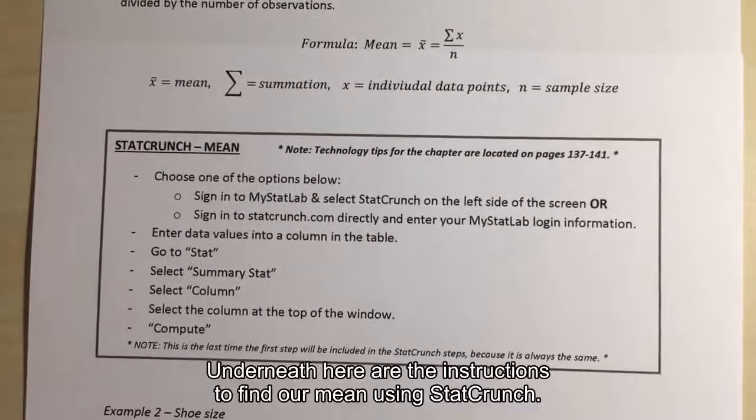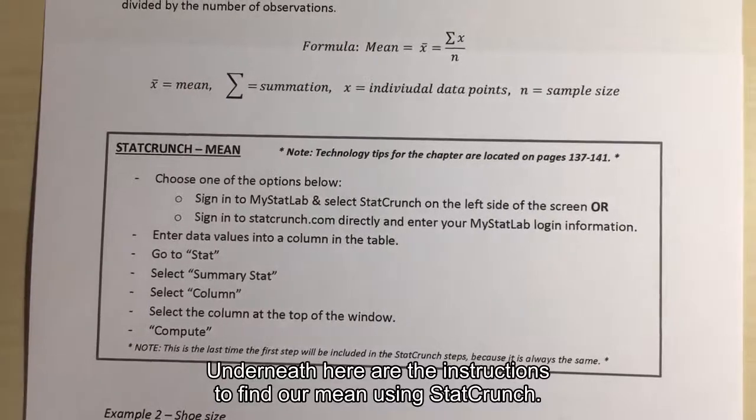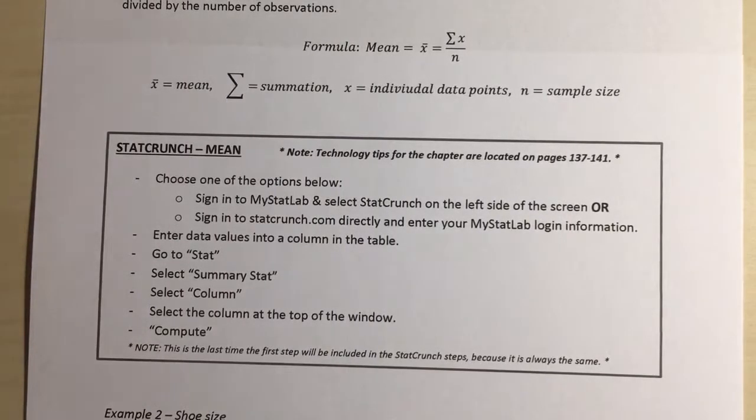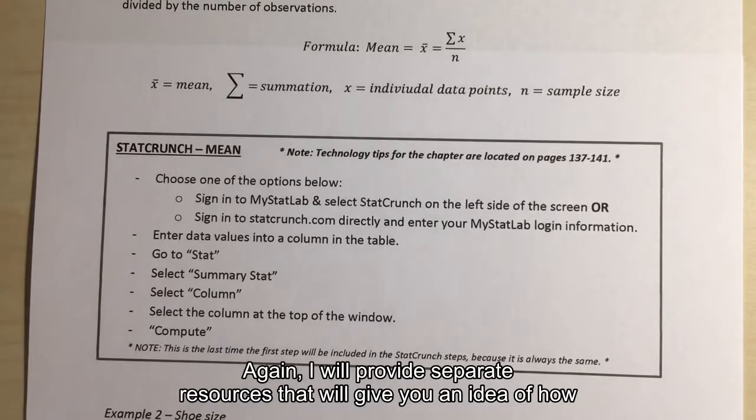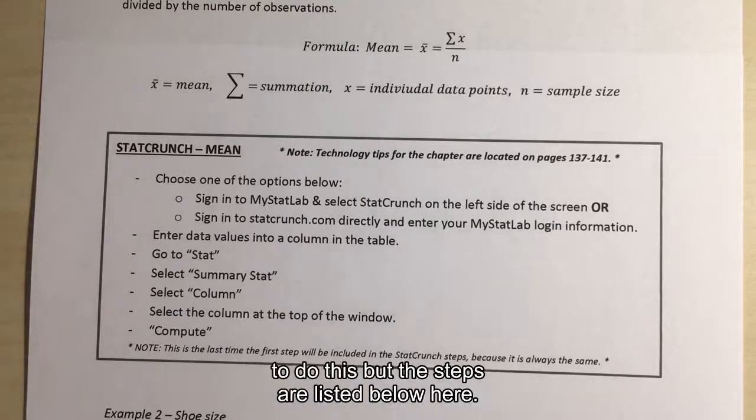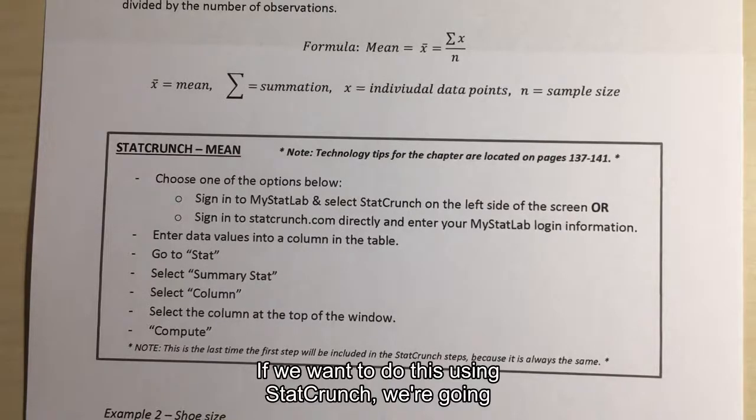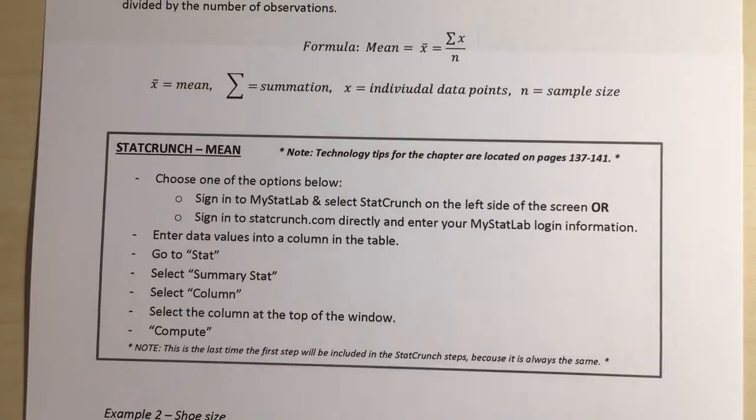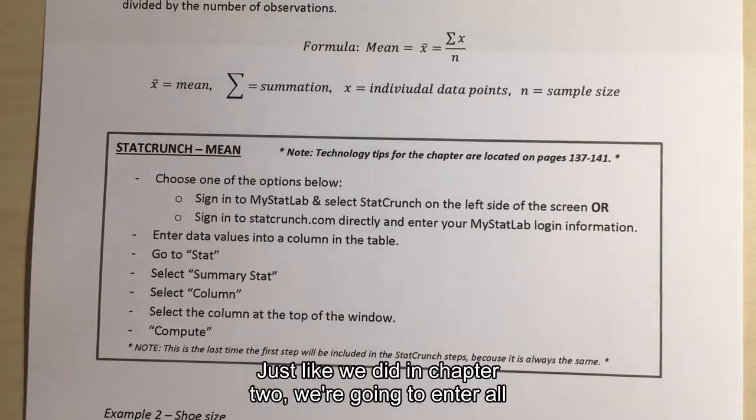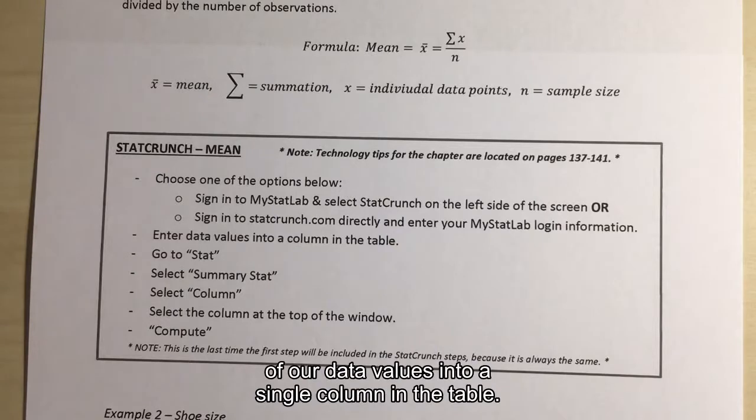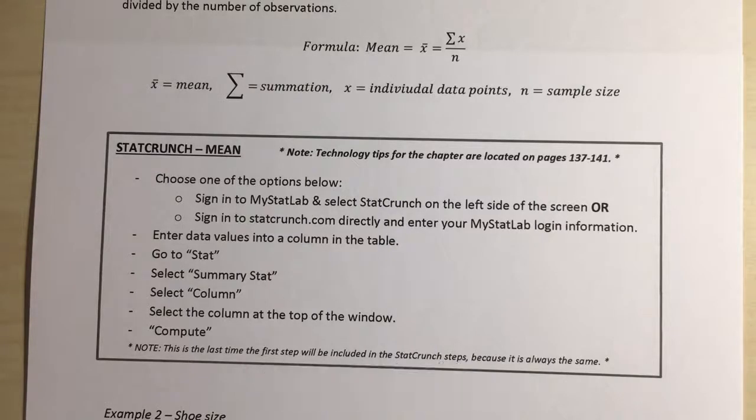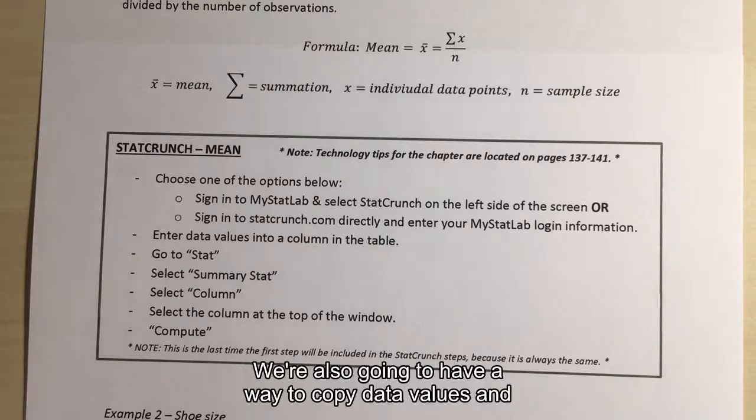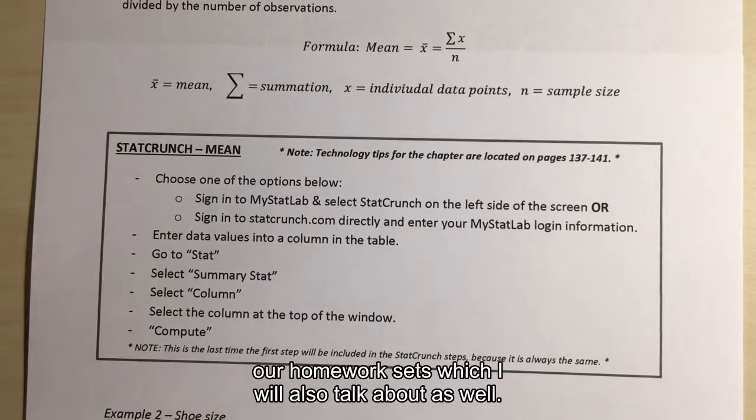Underneath here are the instructions to find our mean using StatCrunch. Again, I will provide separate resources that will give you an idea of how to do this, but the steps are listed below. If we want to do this using StatCrunch, we're going to sign into my StatCrunch, however we choose to get there. Just like we did in Chapter 2, we're going to enter all of our data values into a single column in the table. We're also going to have a way to copy data values in our homework sets, which I will also talk about.